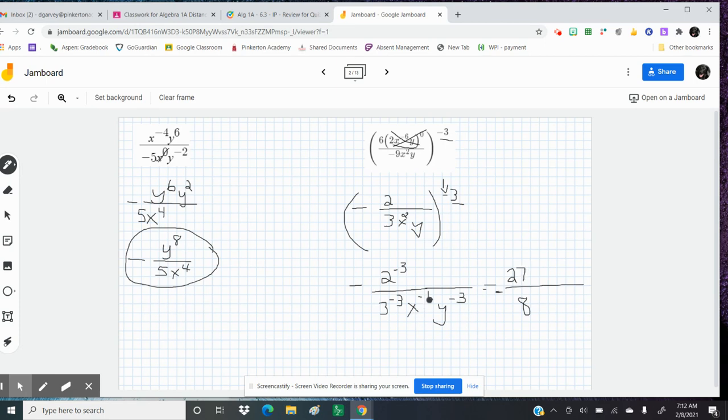X to the negative 6, well, I have to move that up to the numerator. And y to the negative 3, I'll have to move that up to the numerator. So really doing these in little pieces, trying not to do too much all at once, is probably the key to doing these correctly.